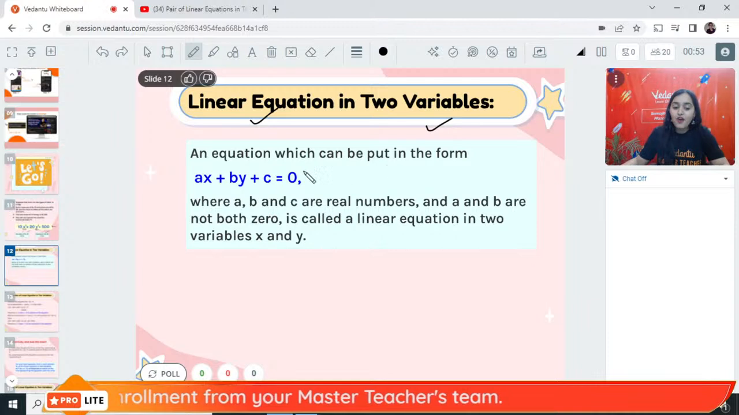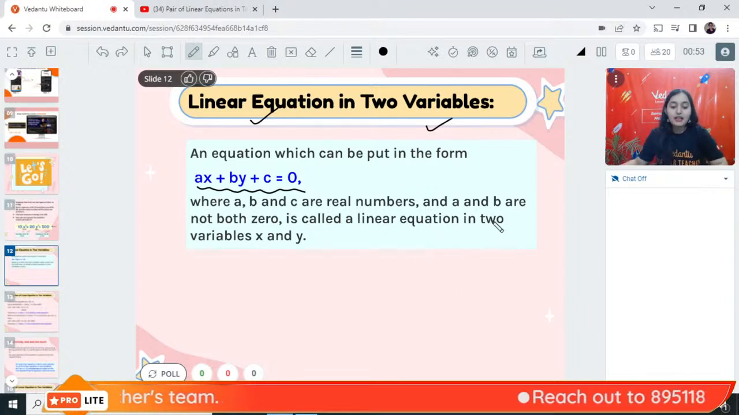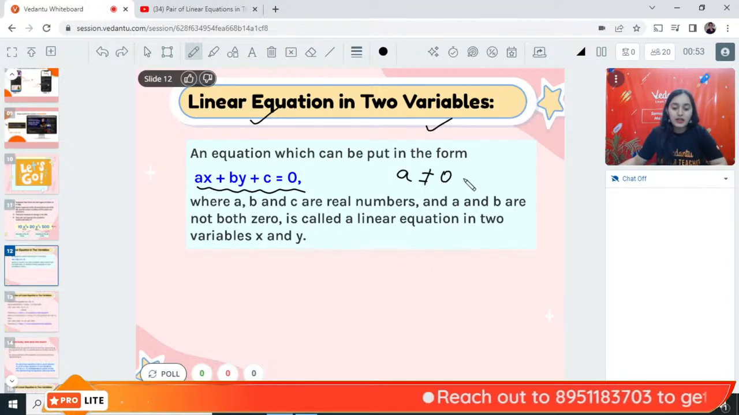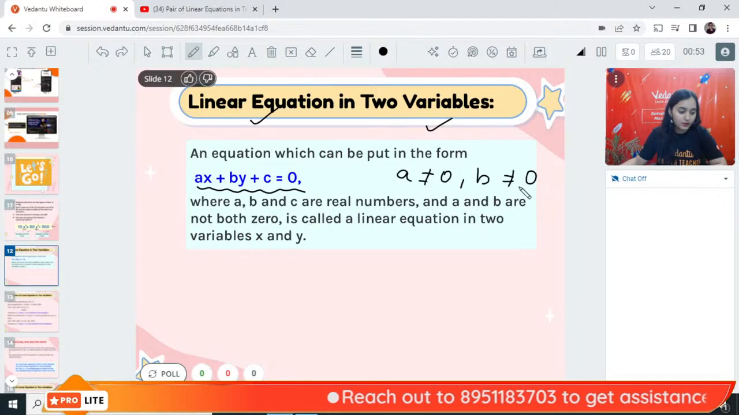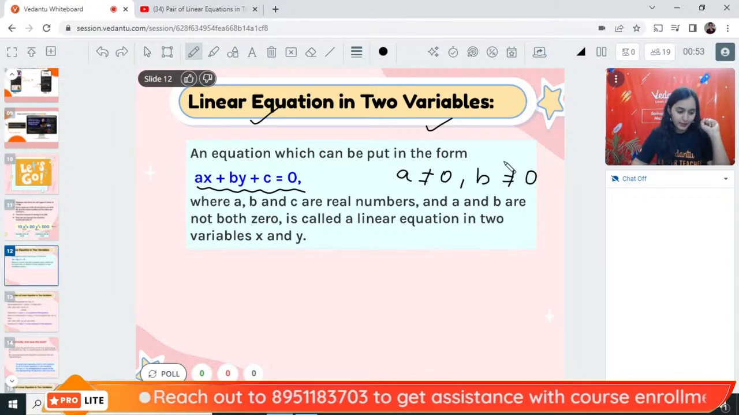What is the standard form of it? ax + by + c = 0, where a, b, c are real numbers and a is not equal to 0, nor is b equal to 0. Right? You all already know it. In class 9th we have learnt about it.